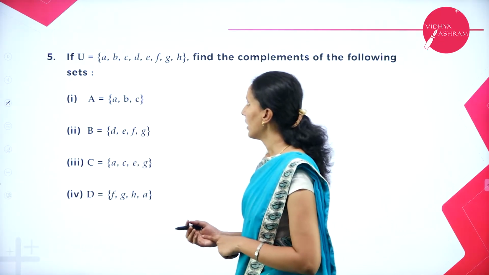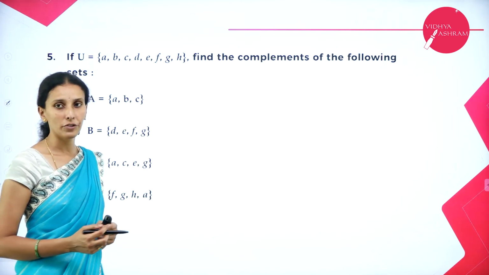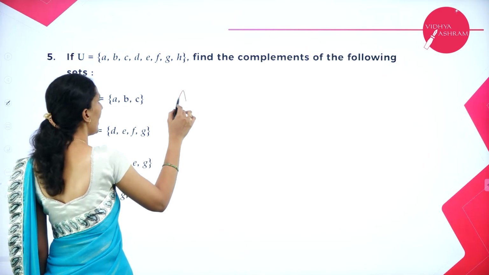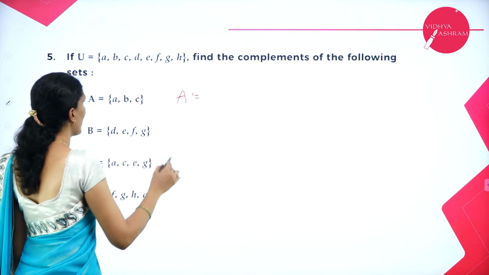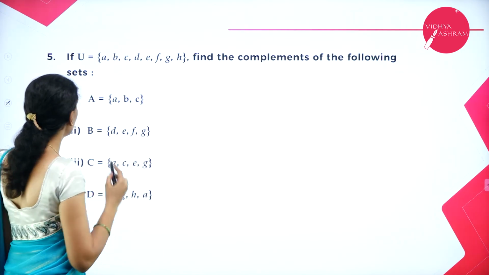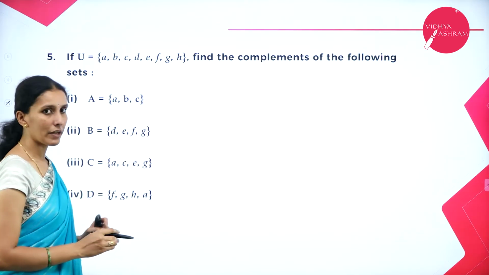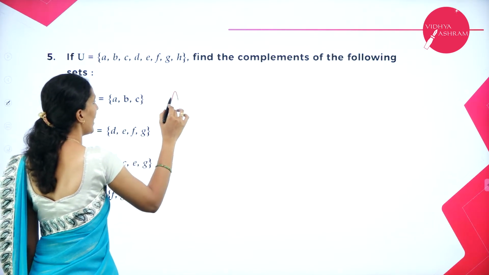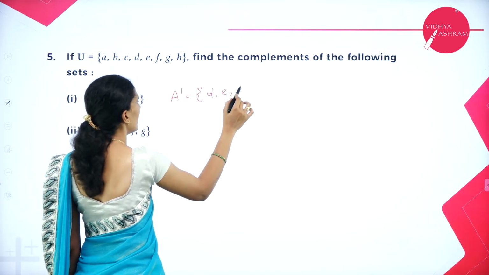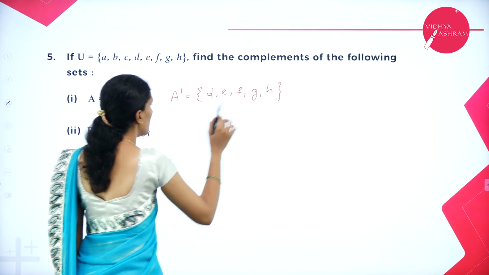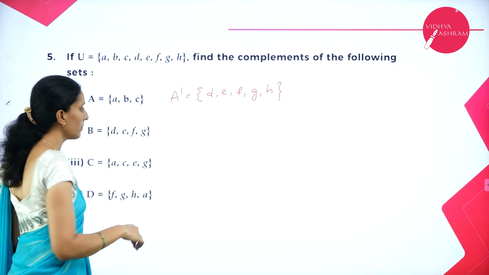Next we have the universal set U is A, B, C, D, E, F, G, H. Find the complements of the following sets. We can directly write, we have A as A, B, C. So therefore, what happens to A dash? The set A, B, C is given. Just write the complement of it. So A dash: leave A, B, C. Remaining D, E, F, G, H. Except these elements, write the remaining elements from U. That will become your complement.